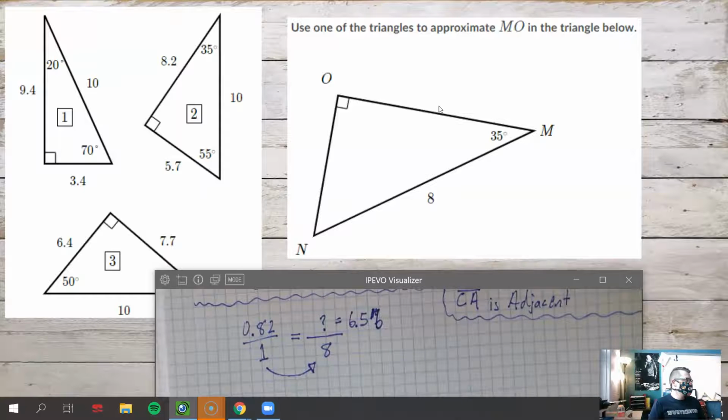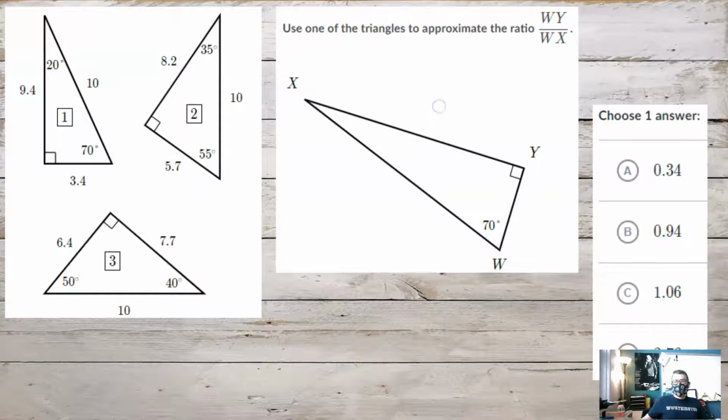Any questions on using a reference triangle? Solve this one on your own.